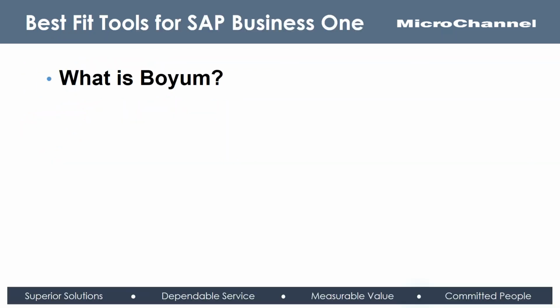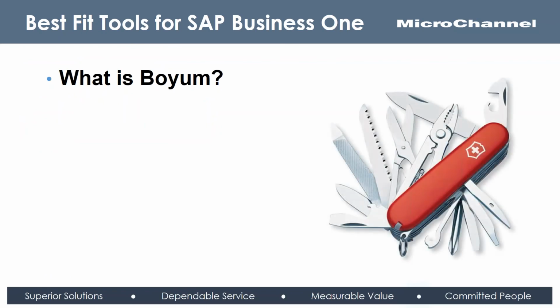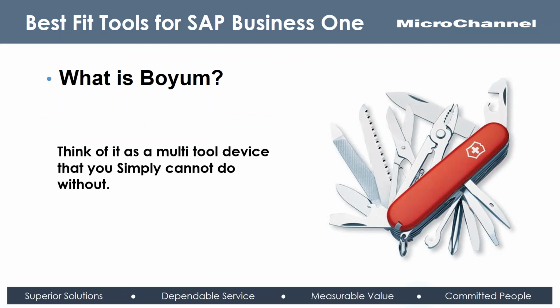What is BOYM and why do we think it's a best fit tool for SAP Business One? Well, the best way I suppose to think of BOYM is as a Swiss Army knife. So think of it as a multi-tool device that you simply cannot do without. And what I'm going to show you this morning is how BOYM can help your users to realize and fill those little gaps, missing functionality, whatever it may be, to just make the user experience that little bit more pleasant.